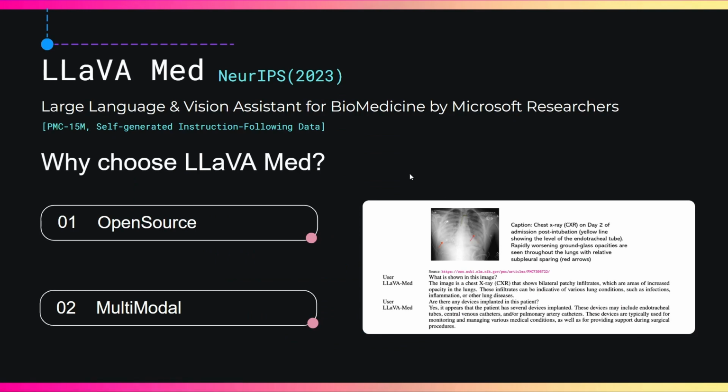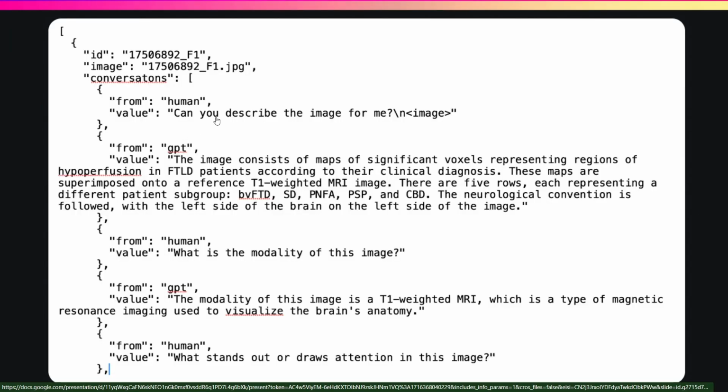Now, why did we choose LavaMed? First of all, LavaMed is one of the only open source multimodal LLMs available, and it is fine tuned. It is trained on PubMed data and the self generated instruction following data by Microsoft Research. So this is what their self generated data looks like. One data point consists of an image and then sequential conversations between human and the GPT. GPT here is the supposed ground truth that the LLM should respond with.